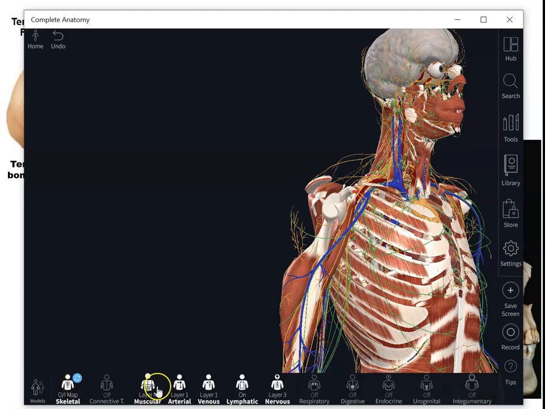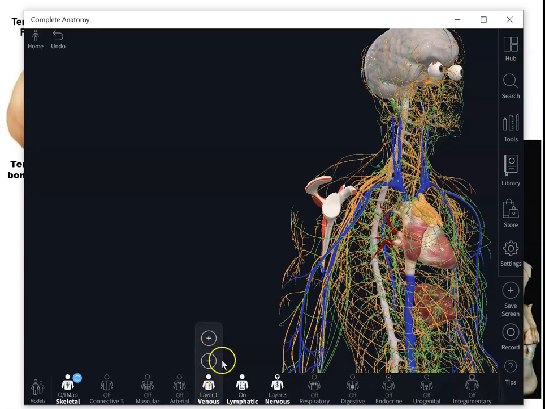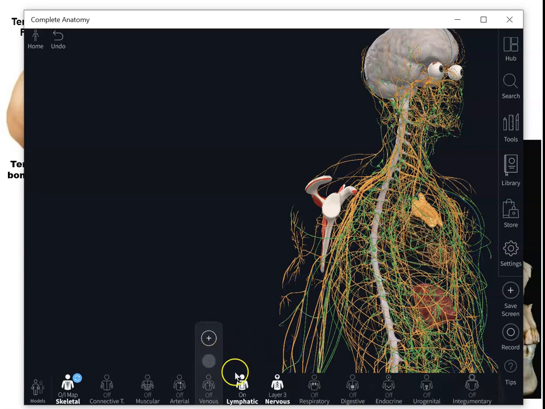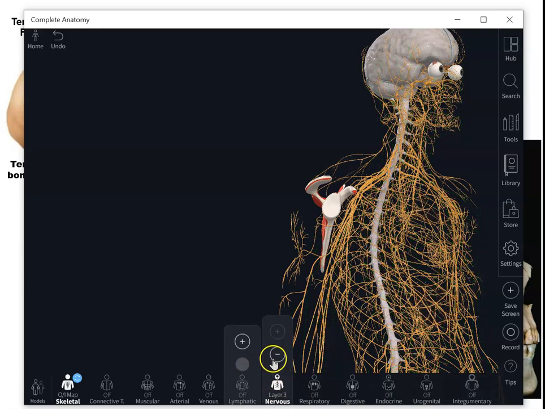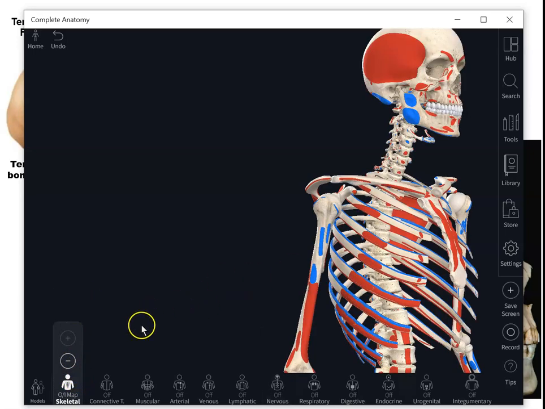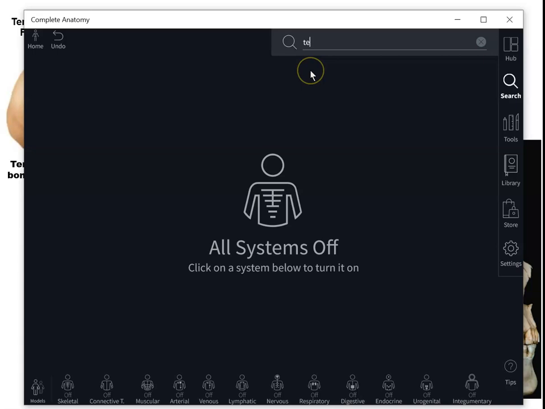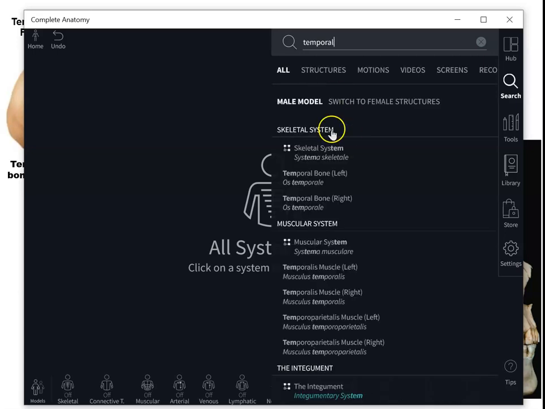So let's get into it. I can just turn off all these other systems, and I want to show you the temporal bone without all the other systems getting in the way. Okay, so I turn off all the systems and I'm going to search for temporal bone. It takes a second for the text to appear because it's thinking, and then I just look down, what do I see?